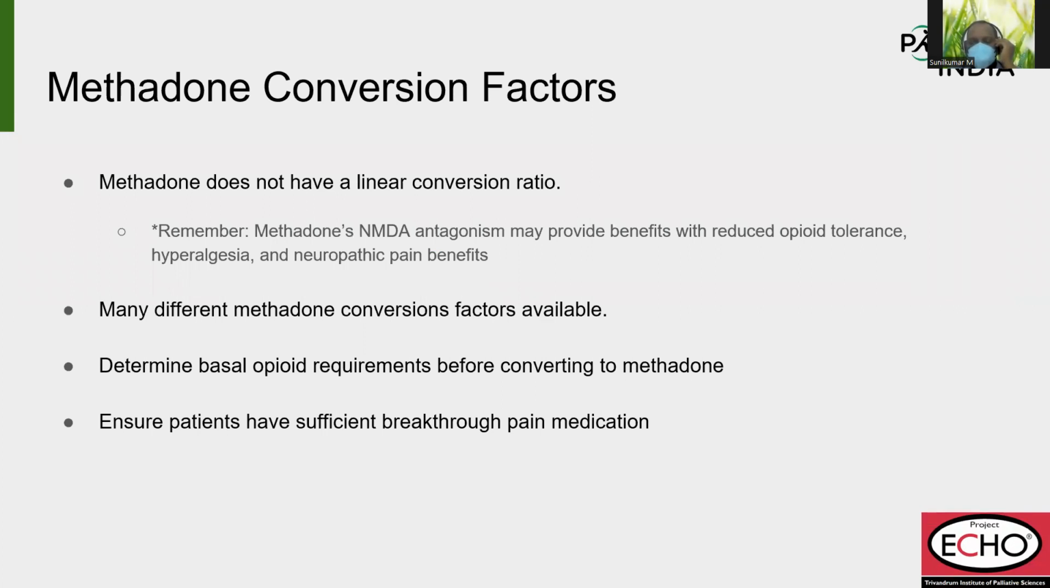One of the most important things that you have to understand is there is no linear relationship between morphine dose and methadone dose. It is not proportional. If I ask you to convert 400 milligram of tramadol to morphine, what would be the equivalent dose? 400 milligram of tramadol to morphine? Anybody?